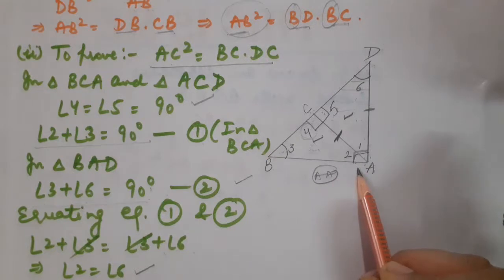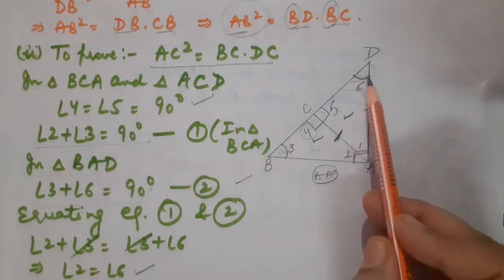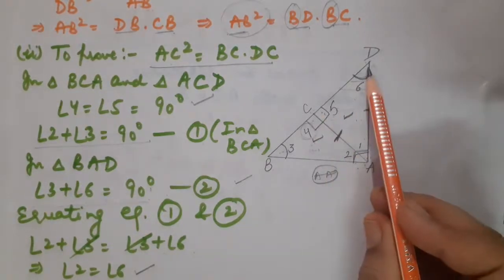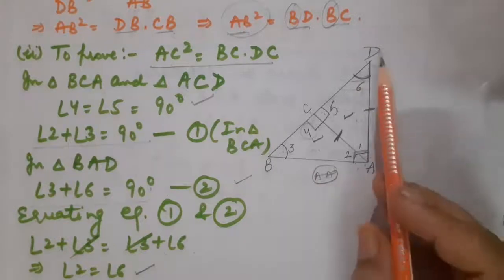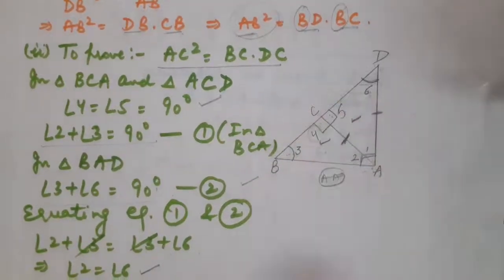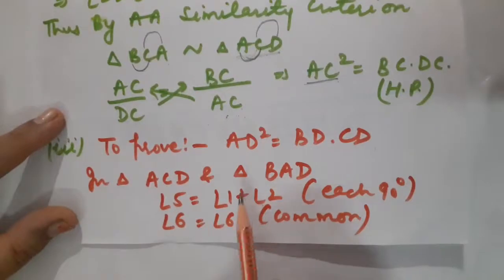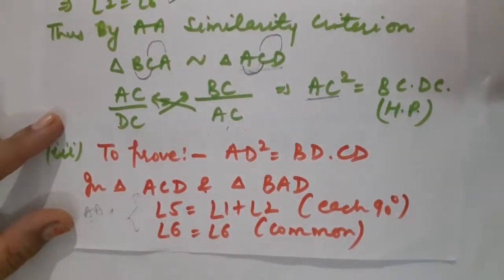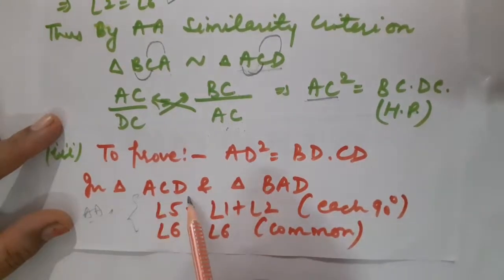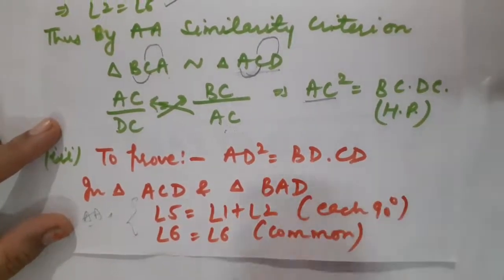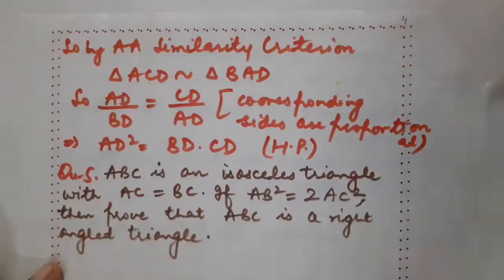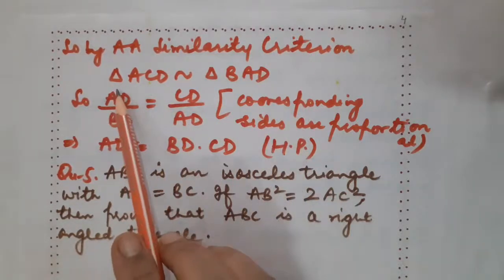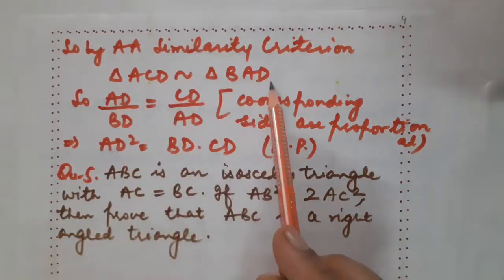Both are of 90 degrees. And angle 6 is common. In which two triangles? In triangle ACD and triangle BAD. Again D is occurring twice. So angle 6 is equal to angle 6, common. So again by double A similarity criteria, what can I say? That triangle ACD is similar to triangle BAD. Got it? So now here I have written that by double A similarity criteria, triangle ACD is similar to triangle BAD.